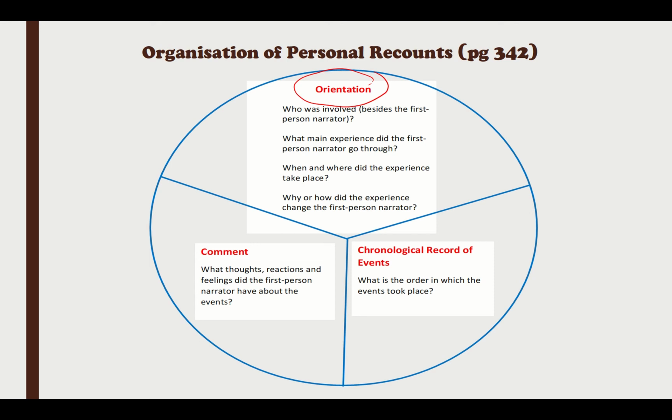Next, you have to write the body paragraph in a chronological order, as the event takes place. And lastly, for your conclusion, you need to write a comment, whereby you jot down your thoughts, reactions, and feelings the first person narrator has about the events.